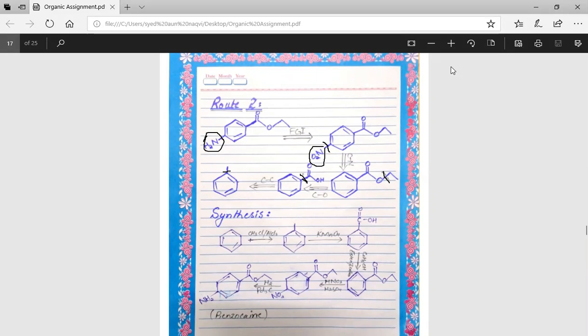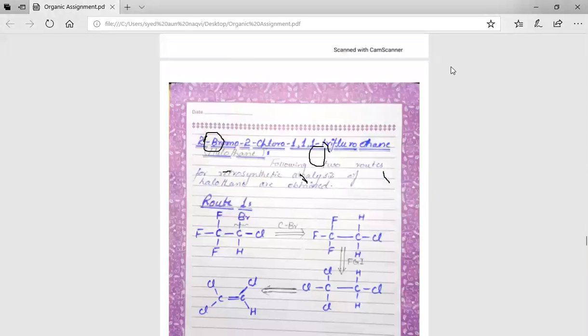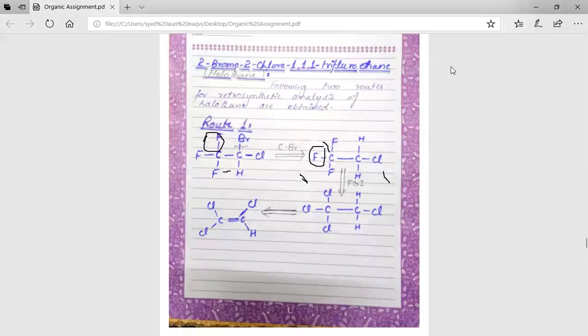So moving towards our next product, that is 2-bromo-2-chloro-1,1,1-trifluoroethane, that is halothane. Halothane is a general anesthetic and it is used to maintain or start anesthesia. This is also a medical-based product.